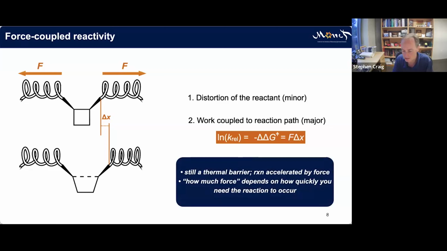Okay. So just a couple of points about that. In this picture, there's still a thermal barrier. So the force isn't just pulling things immediately. It helps accelerate the rate, but there's still a barrier to the reaction. And if you ask the question, how much force is required for a given reaction to occur, the answer depends on how quickly you need that reaction to occur. So the faster the rate constant that you want, the more you need to lower the activation energy, the larger the force you need to apply through this distance that I'm referring to as delta X here.